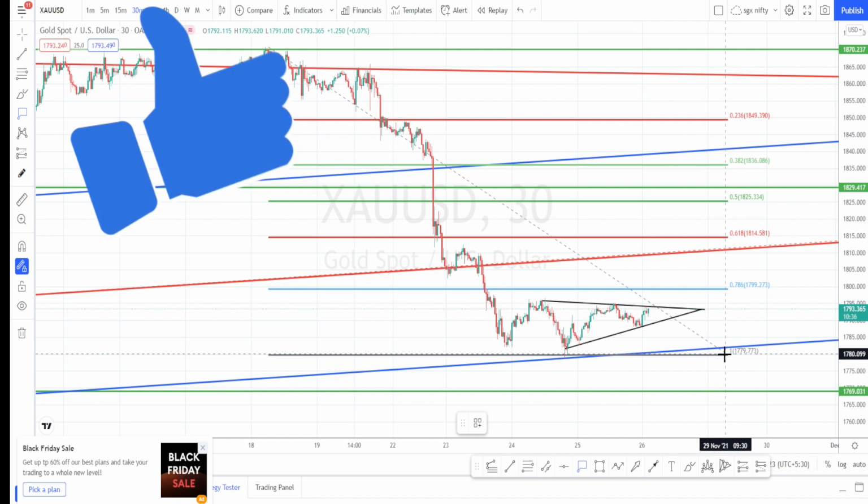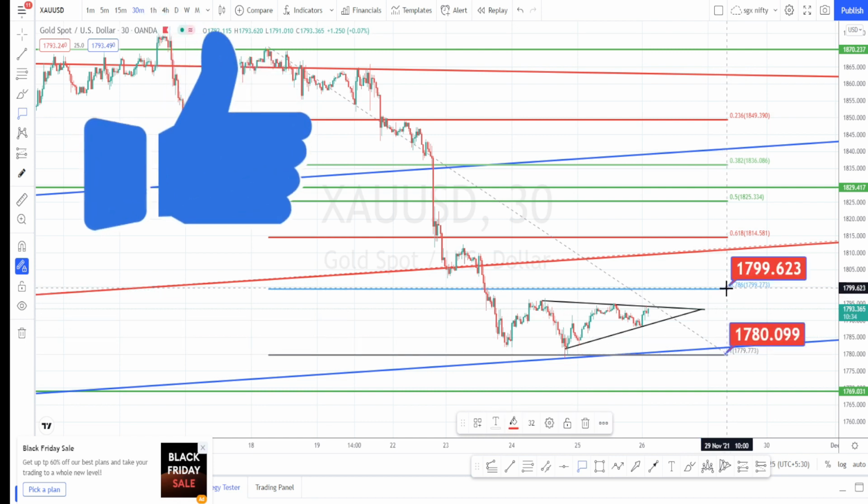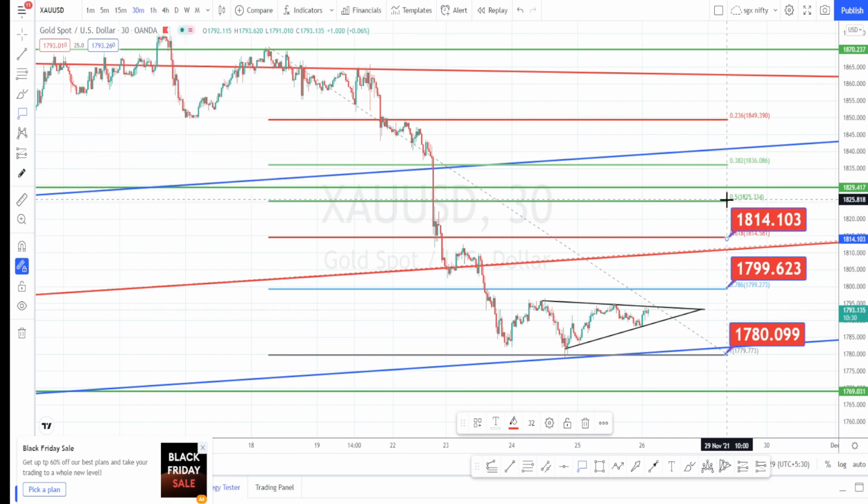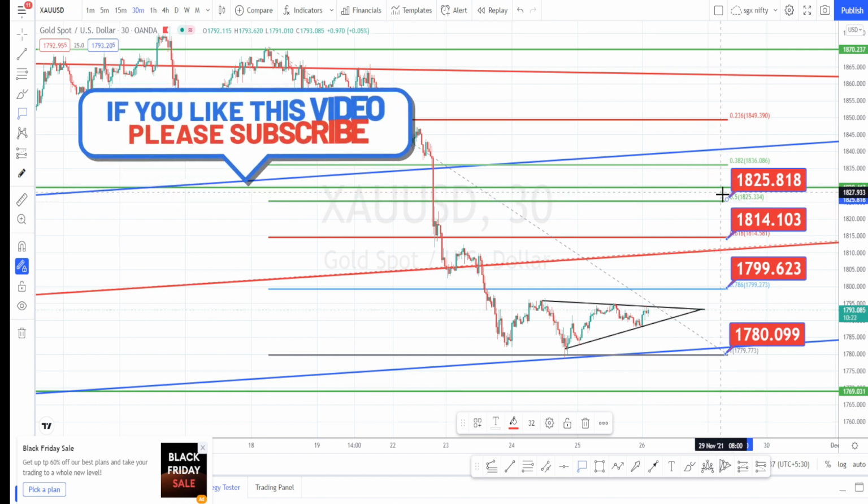So this is going to be the support. Next resistance is going to be here. Next level of resistance is going to be here. This is the next level of resistance. When it crosses this level, we can say that the bullish trend has started because it is crossing 50% of the Fibonacci retracement. Next level of resistance is going to be around here.